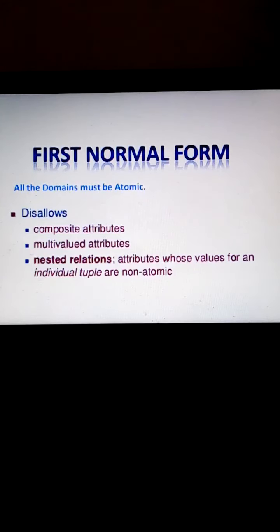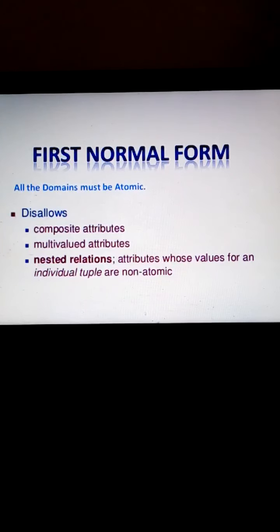So if my database is in first normal form, it must follow atomicity, meaning every domain must be atomic by nature. So first normal form disallows composite attributes. Composite means one attribute is made of different attribute values, so that is not allowed in first normal form. It also disallows multi-valued attributes, meaning it must be a single valued attribute. And nested relations, attributes whose values for an individual tuple are non-atomic, are not supported in the first normal form.